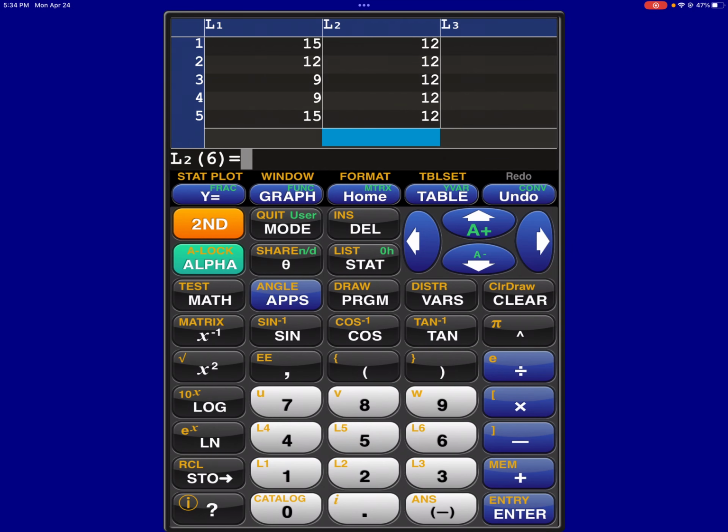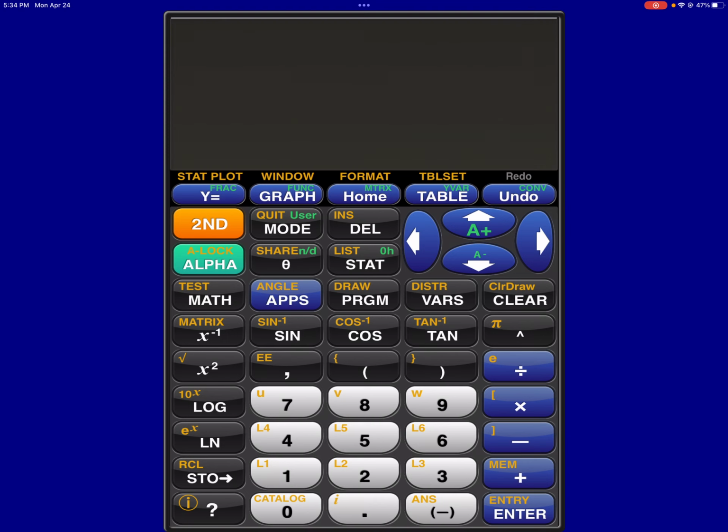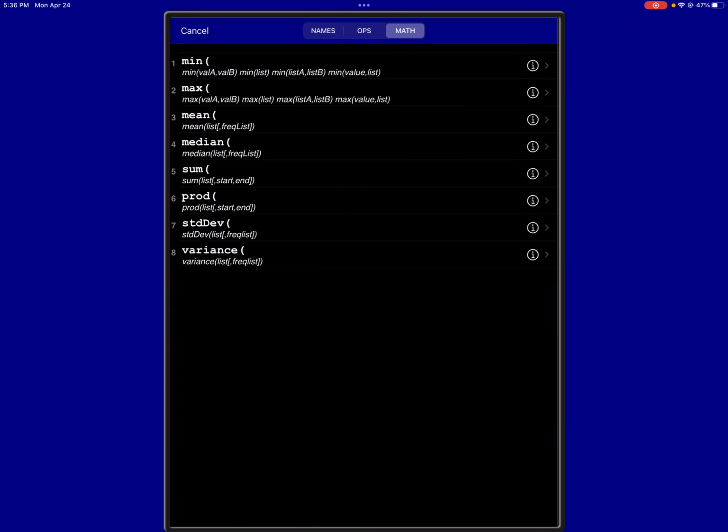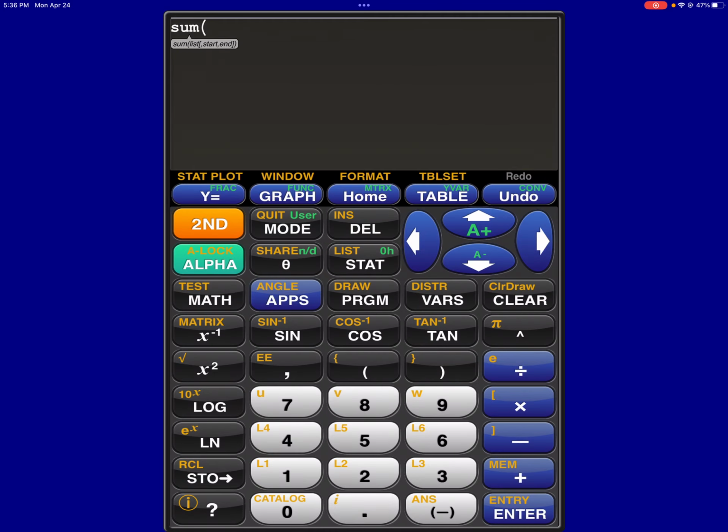So if I go to, or quit out of this real quick, hit second mode to go back to the main screen. Then I'm going to go to second stat to get into list mode. And if we go to math, one of the options under that list is sum. So let's go ahead and hit sum. Notice this comes with a parenthesis already. So that was kind of that extra parenthesis that I added.